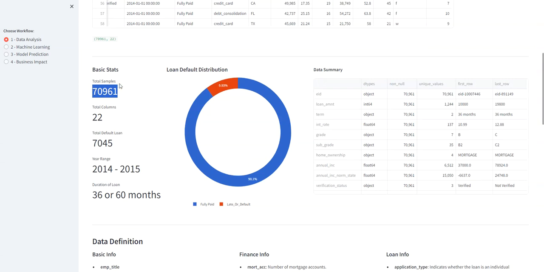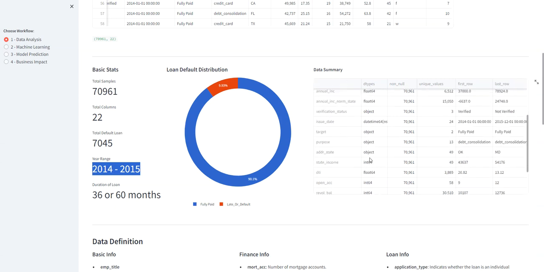You have about 70,000 total samples of the loan records, and 22 columns. We are trying to predict. Total default loan is about 10% of the entire population, and the year range is from 2014 to 2015. Duration of the loan is either a 3-year or 5-year loan. This is a relatively short-term loan compared to the housing mortgage, right? But you can also see the data summary is basically giving you the data quality, right?